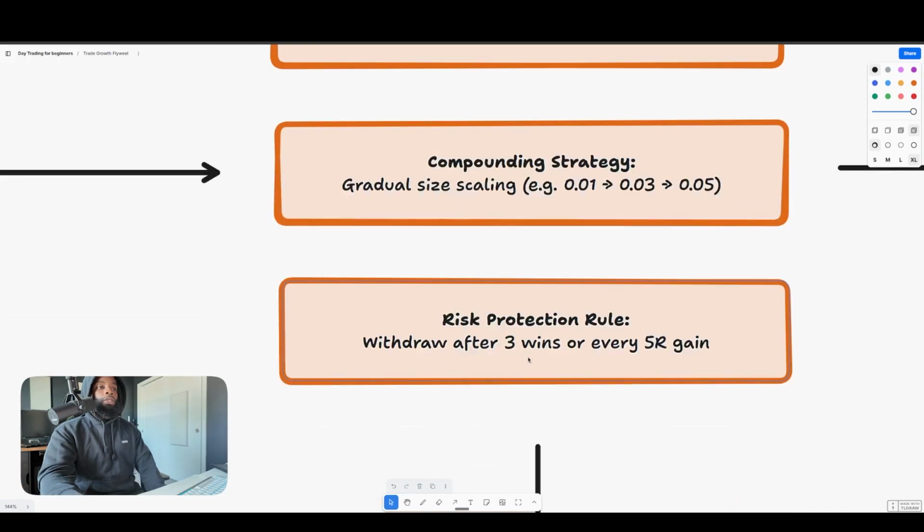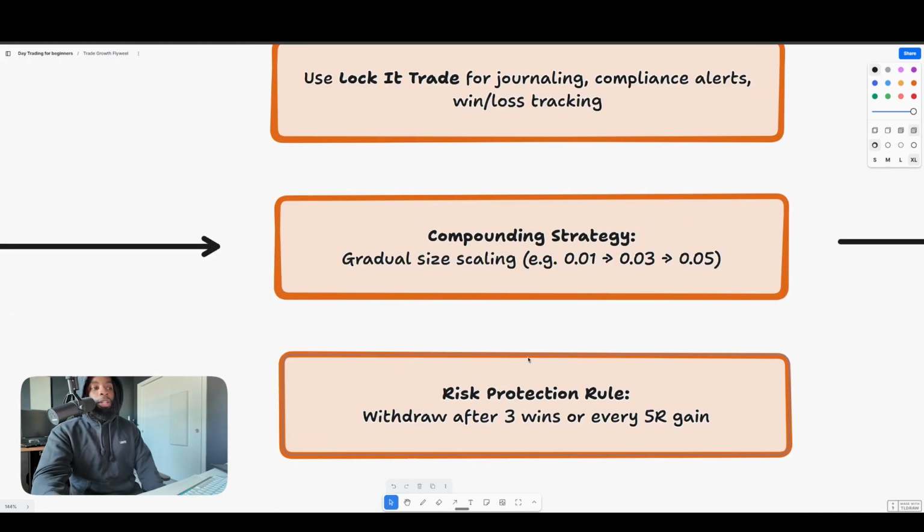Okay. And then also you have a compounding strategy, which is you're gradually scaling and growing your account. So an example is 0.01, 0.03, 0.05. And this is something that Locket Trade also helps you out with.